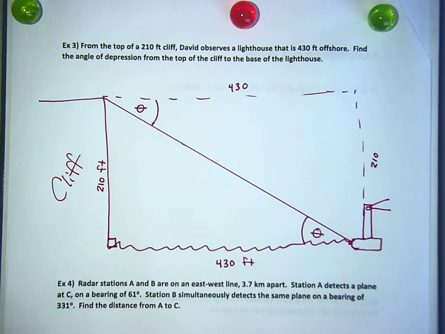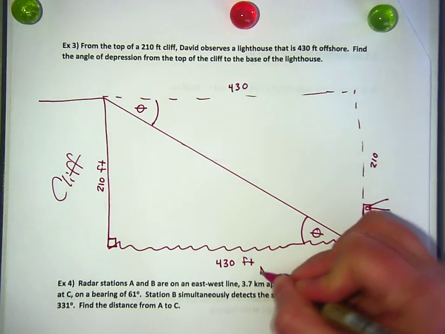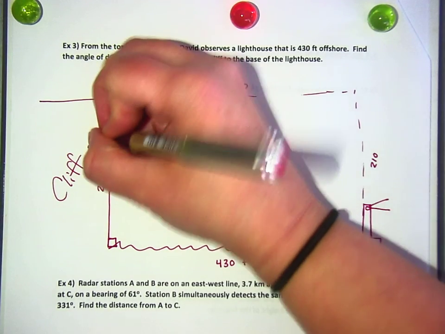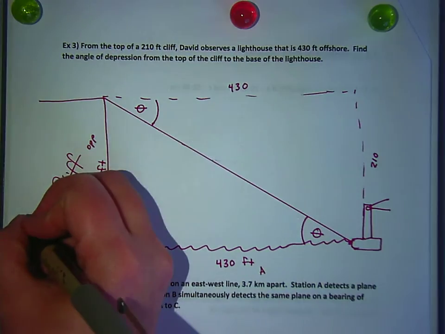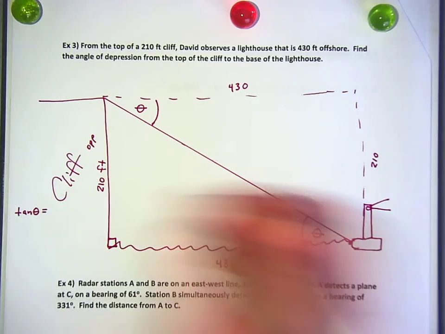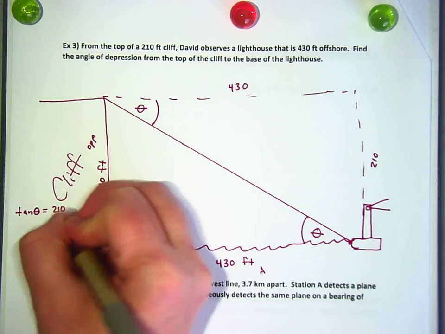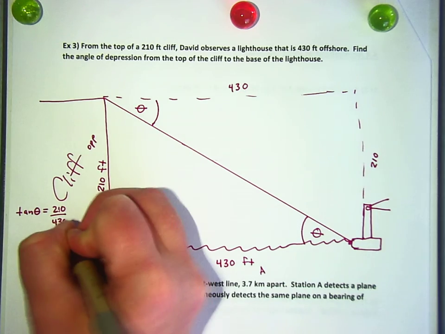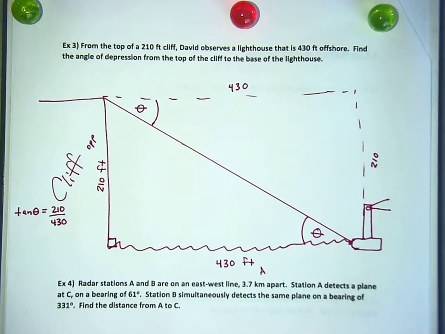Okay. So, what sides do we have? We have adjacent and opposite. Right, we have adjacent here and opposite over here. So, what are we going to use? So tangent theta equals opposite, which is 210, over 430, which is the adjacent. Now, should I put it over 1 and cross multiply? No, why?